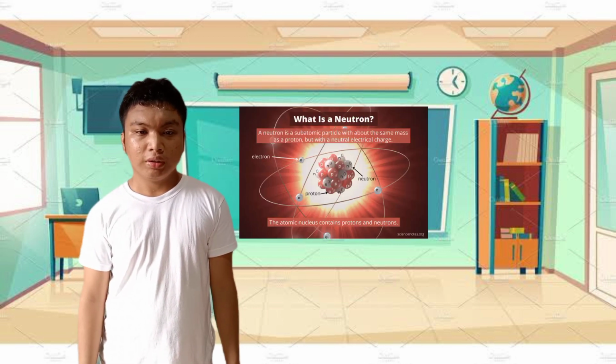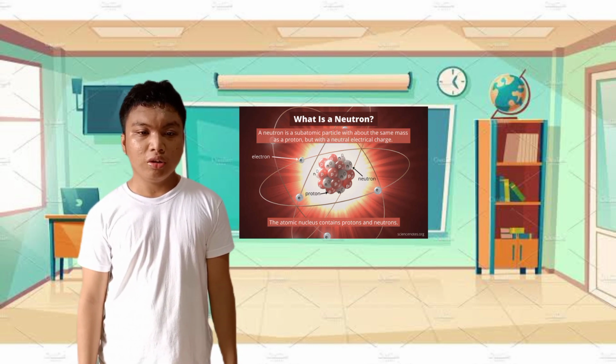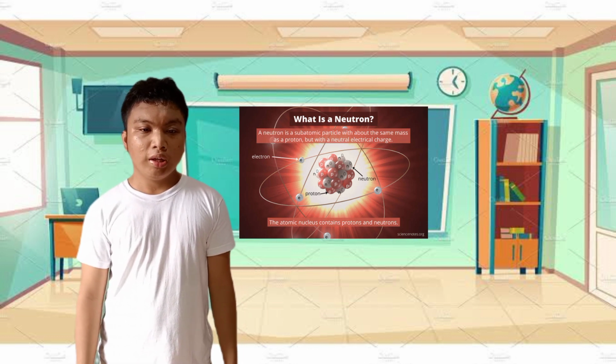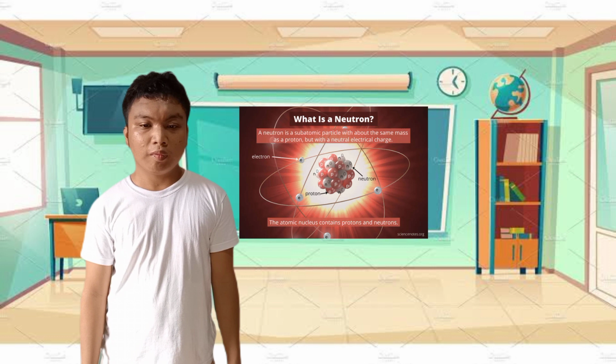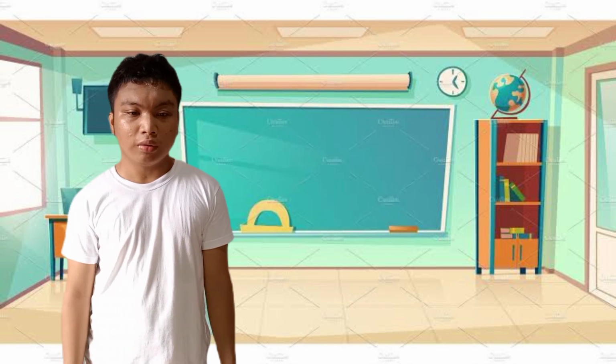Neutrons, no charge. A neutron is a neutrally charged subatomic particle found in the nucleus of all atoms except hydrogen. A neutron has a mass slightly more than a proton.